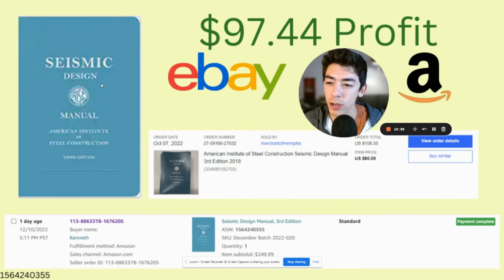Here's the third book. It's called Seismic Design. I purchased this on eBay for $106.55, flipped it for $249.99, and that made a profit of $97.44. So again, let's hop on over to the Keepa chart and show you why I bought this book.